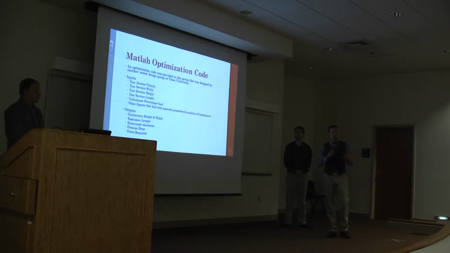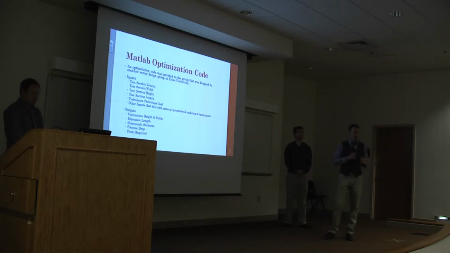This was acquired from Dr. Hill, who used to work at Trine University, and an optimization code was developed by a senior design group a couple years back, and he was able to get this for us. They tested it and verified that it was working with a small model after they made this code. So for the inputs that it allows, you can select what velocity you want in your test section, up to about 130 miles an hour, the test section width and height, as well as the length and the turbulence percentage goal that you want inside your test section.